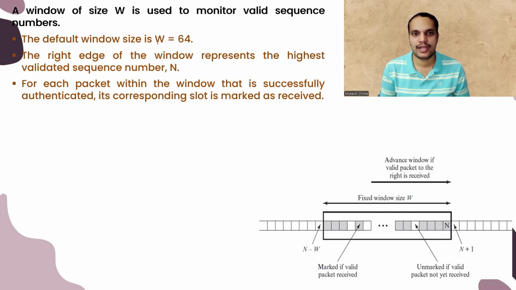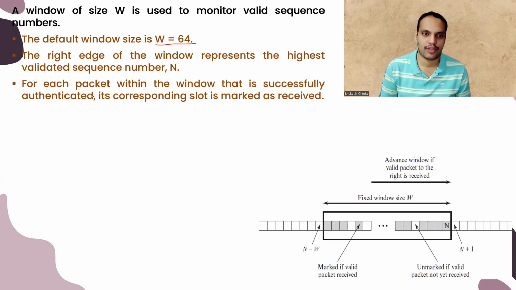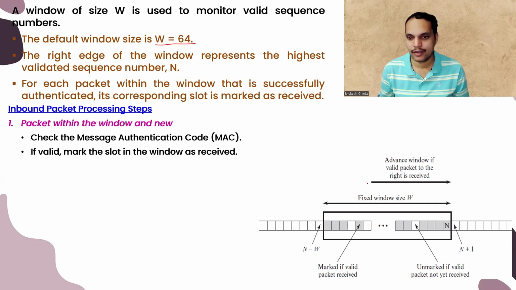The default window size is 64. The right edge, which is this one, represents the highest validated sequence number n. For each packet within the window that is successfully authenticated, its corresponding slot is marked as received. Now, if you are wondering, sir, what is happening? Let me tell you in a simple manner.